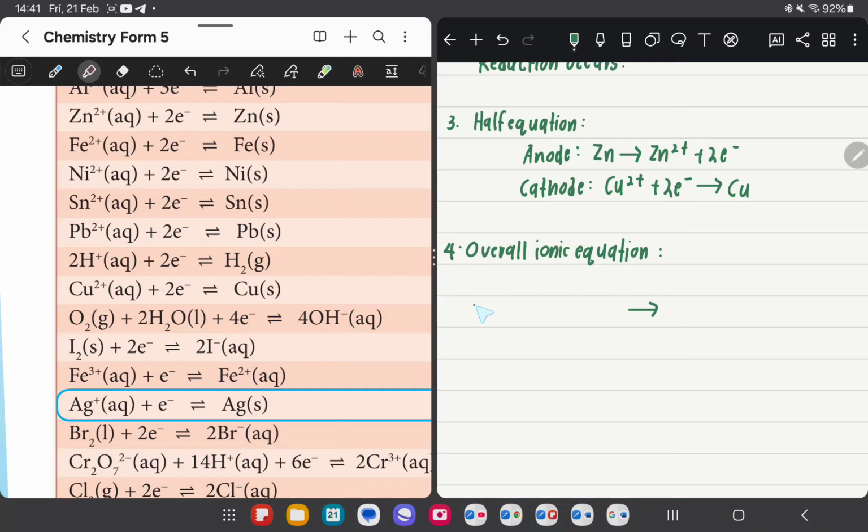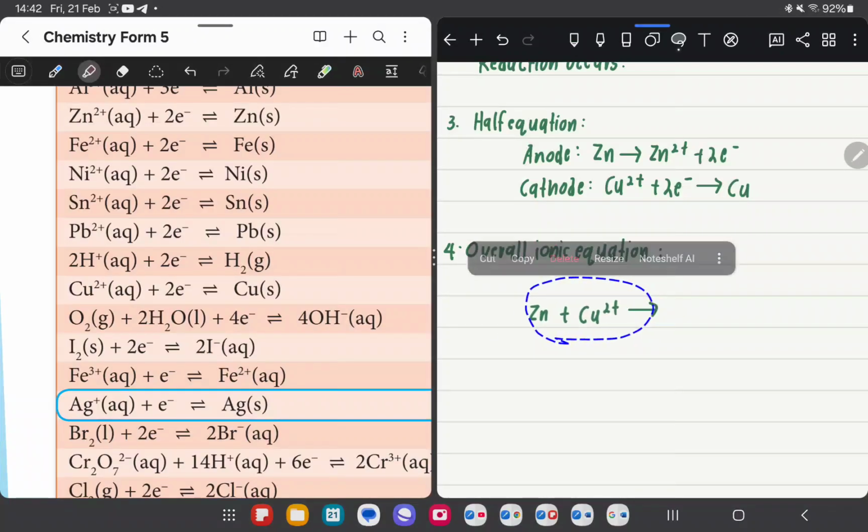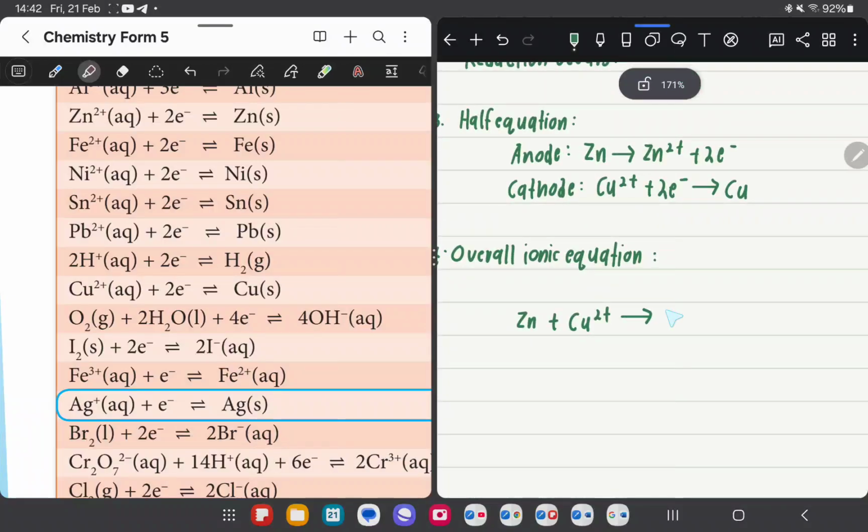So before the arrow you have Zn and Cu2+. That is the things that are before the arrow. How about after the arrow? After the arrow you have Zn2+ and also Cu. Okay, so this is your overall ionic equation.